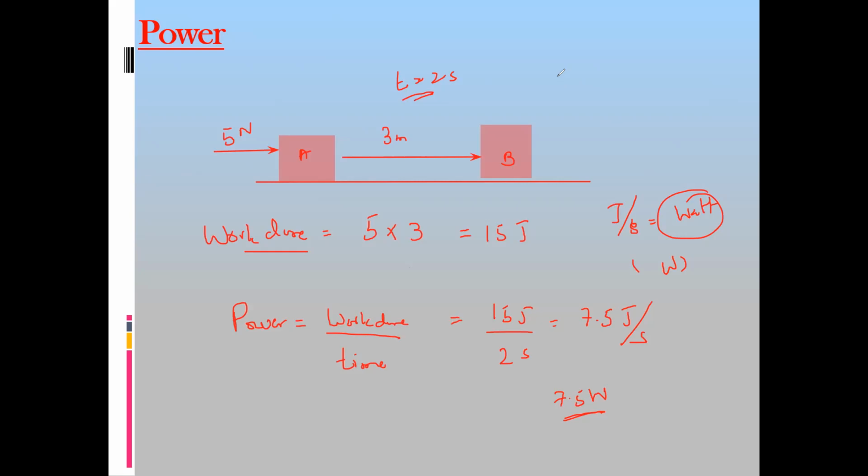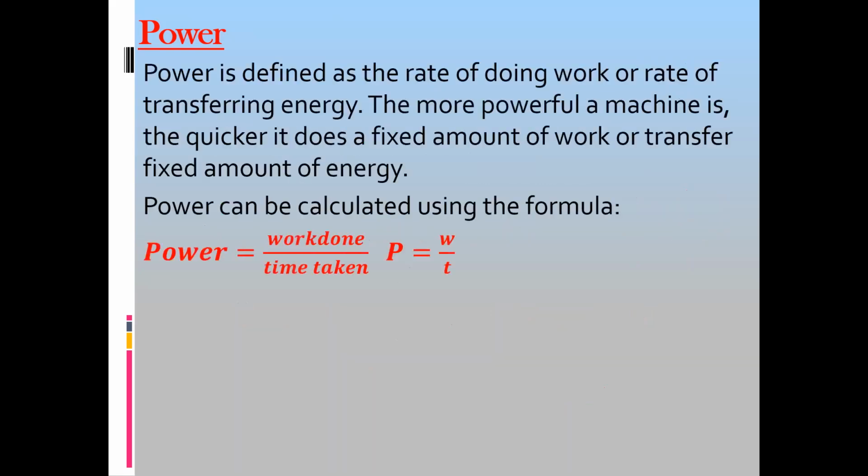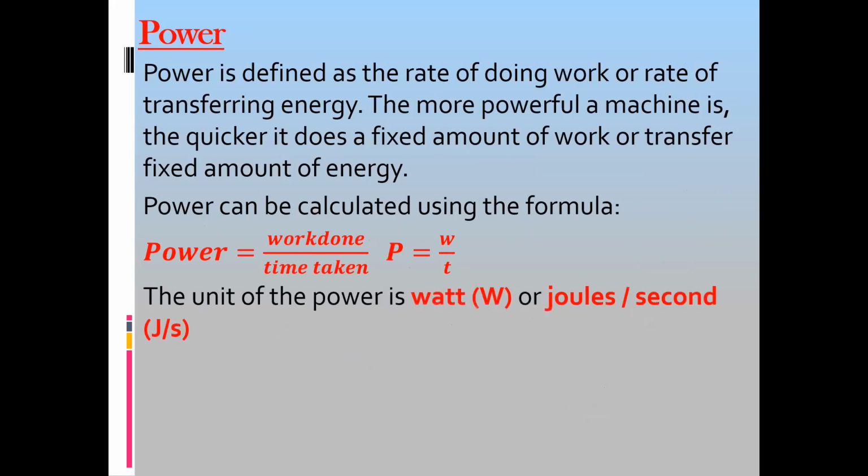And power has another formula, because work is the same as energy, so power is also energy divided by time. So both formulas are valid depending on the question. So how much work is done in a unit time, we call that power.